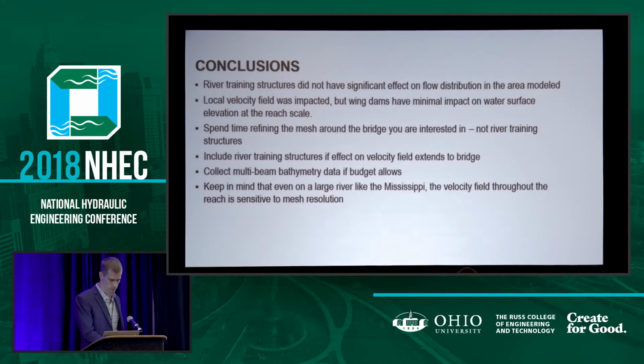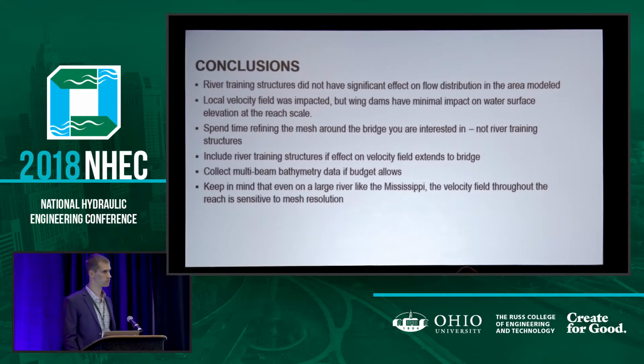So to kind of wrap it up then, I would say the river training structures in this case did not have significant effects on the flow distribution in the area of interest. Local velocity field was impacted, minimal impacts on water surface elevation, and that's all relative. In this case, I would consider those changes minimal.